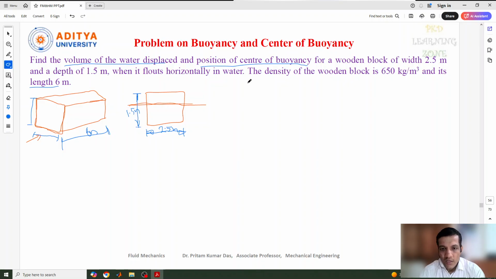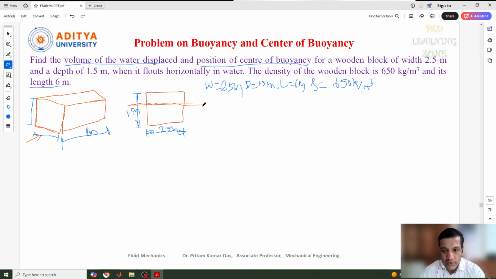Now the density of this wooden block is 650 kg per meter cube. So let's write down the data given. Width equals 2.5 meter, depth, or you can say height, is 1.5 meter, length equals 6 meter, and density of the wooden block is 650 kg per meter cube. So these are the data given.